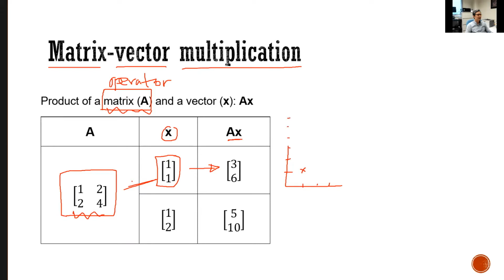It's at 3, 6. So the new position: the data was here, and then after transformation, let me change the color, you got a new data point at 3, 6.